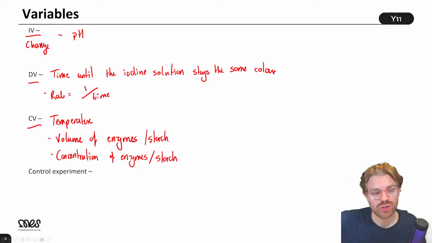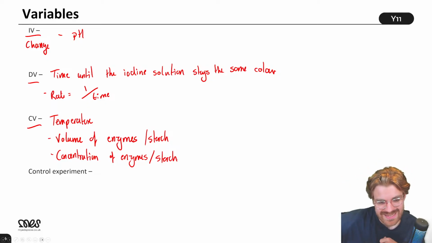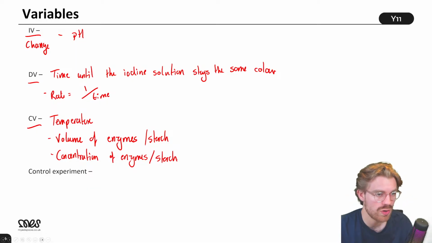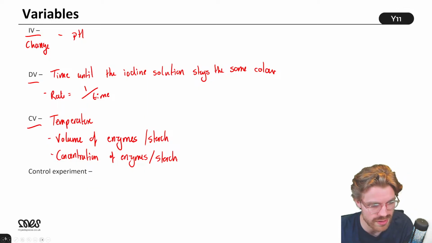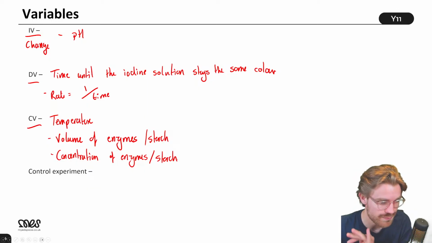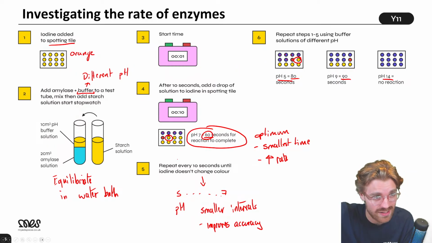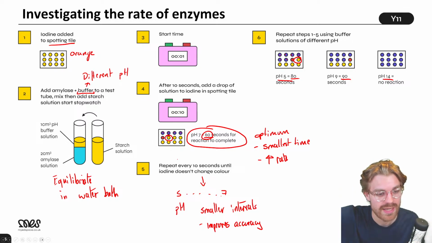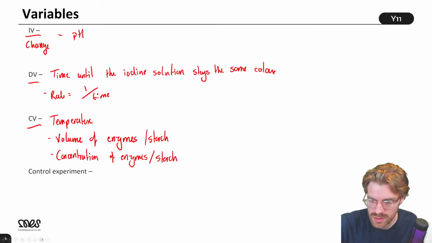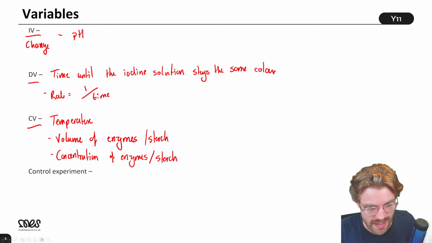Is time a control variable? Bonus question. Is time a control variable for this investigation? Alfie says no. Amina says no. Eva says no. No, time is not a control variable. However, the time interval should really be a control variable. It wouldn't really matter that much, but the time interval would perhaps be a control variable. So we're going to measure it every 10 seconds, but the total time is what we're going to measure at the end, okay? Good.